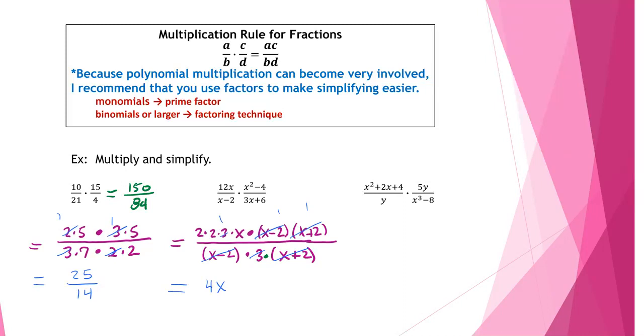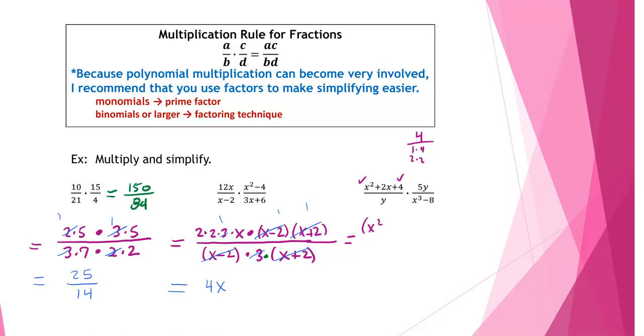As I look to the third example, it's the same idea. We're going to multiply, but I'm going to go ahead and see if I can factor. So x squared plus 2x plus 4 is kind of interesting because it doesn't really factor apart. If you were to do the factor pairs, 1 and 4, 2 and 2, you aren't going to have a factor pair that adds to 2 in the middle.